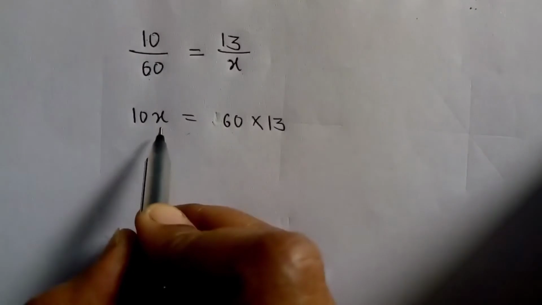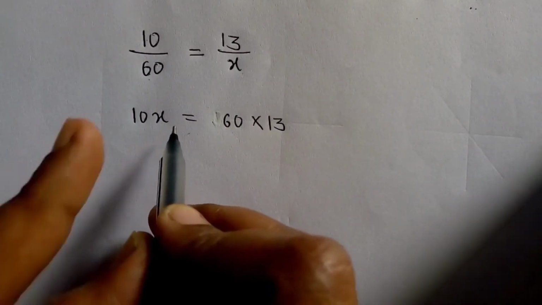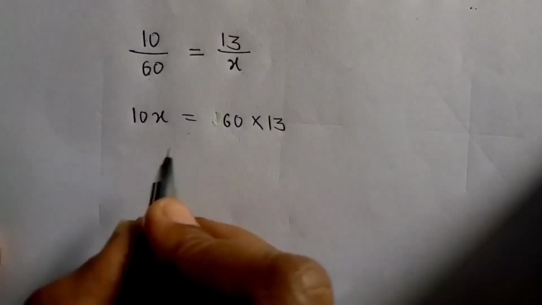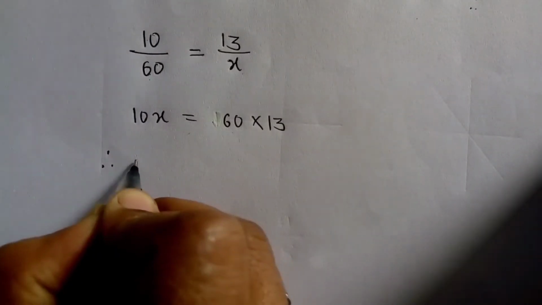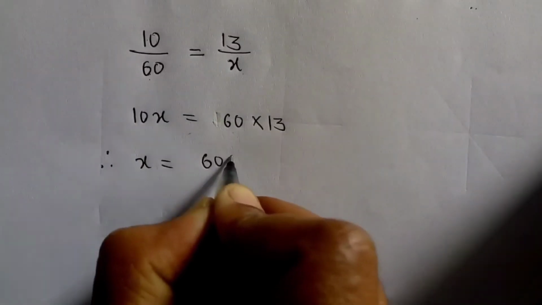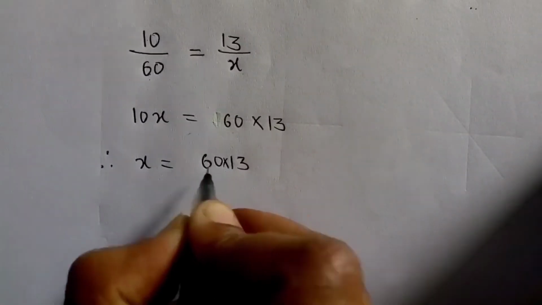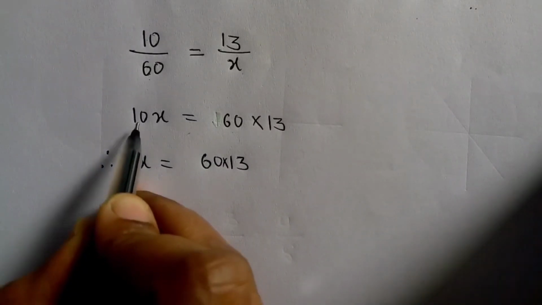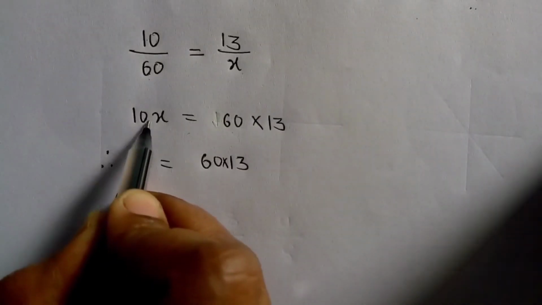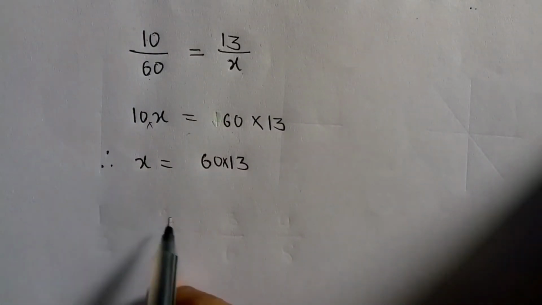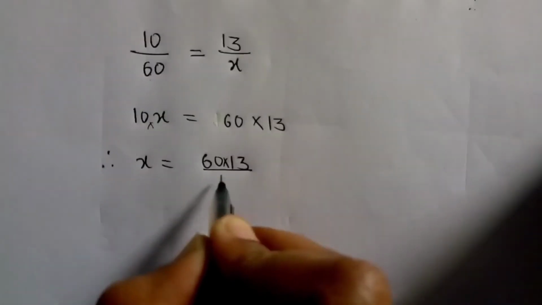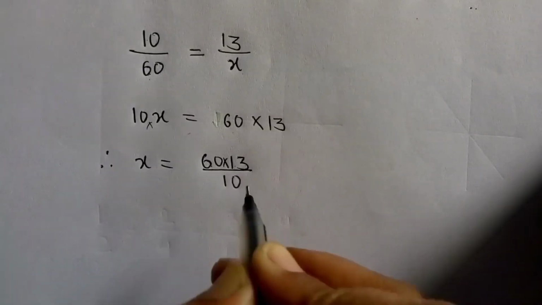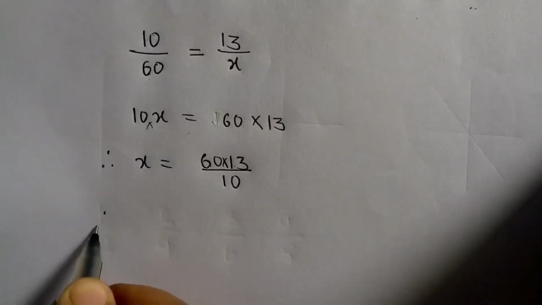But we have to find the value of x. On the left side we want only x, so we will take this 10 to the right side. So how we will write? x is equal to 60 multiplied by 13, which is already on the right side. But we want x this side and 10 we have to take to the other side. Here it is multiplied to x, so if we take it to this side, it will be divided. So 60 multiplied by 13 divided by 10. Okay. Hope you understood these steps.